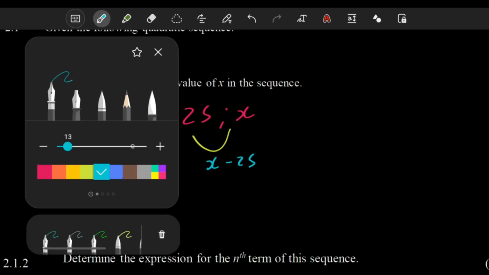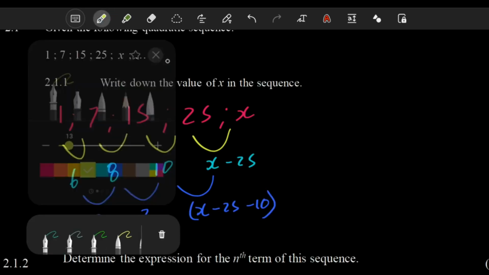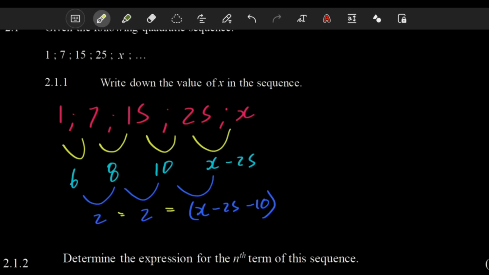And then obviously if you check again, this minus that is a 2, this minus that is a 2, this minus that is also supposed to give you a 2. So everything here is equal to each other, so you can just solve for x that way. 2 is equal to x minus 25 minus 10. And then everything here is -35. So if you take it over, it's going to be 2 plus 35. This is equal to x, and this is 37.